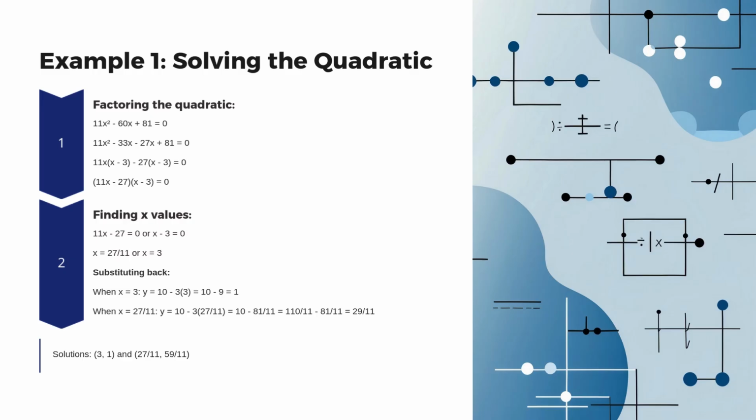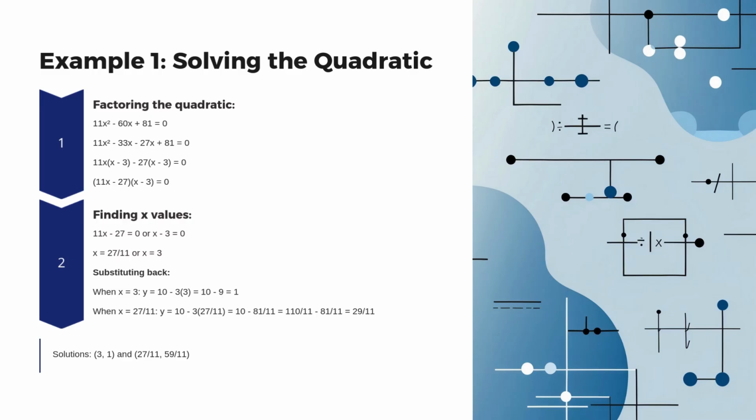Substitute each x back to find y. When x equals 3, y equals 10 minus 3 times 3, which equals 10 minus 9, which equals 1. This is derived by substituting x equals 3 into the linear relation y equals 10 minus 3x, and simplifying.